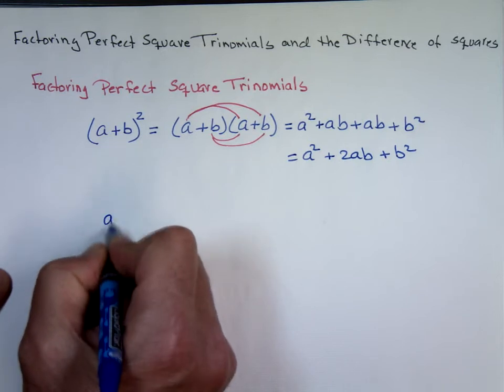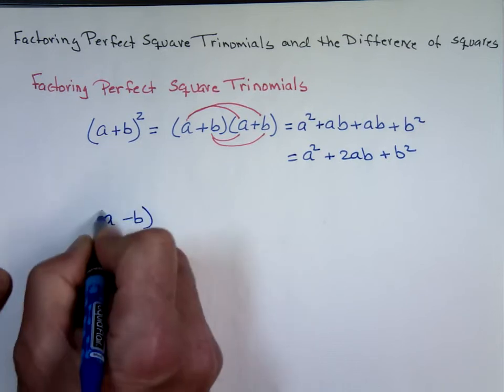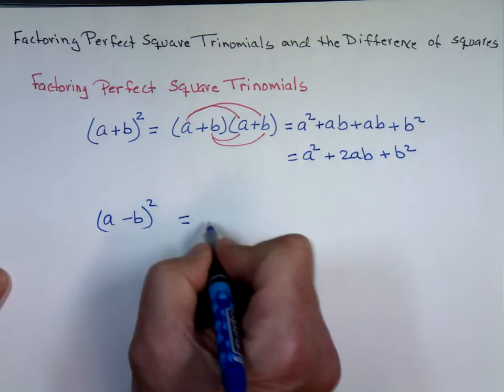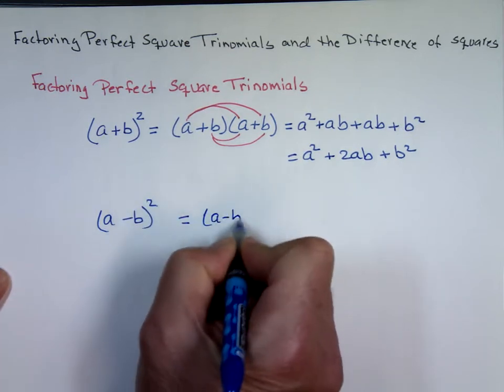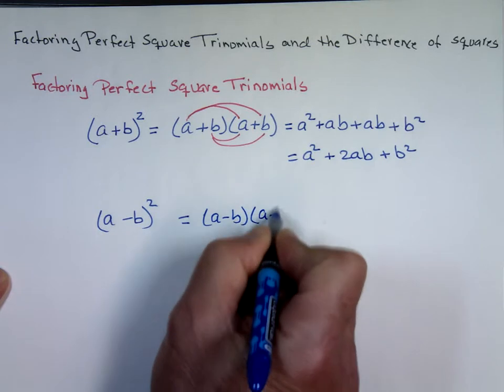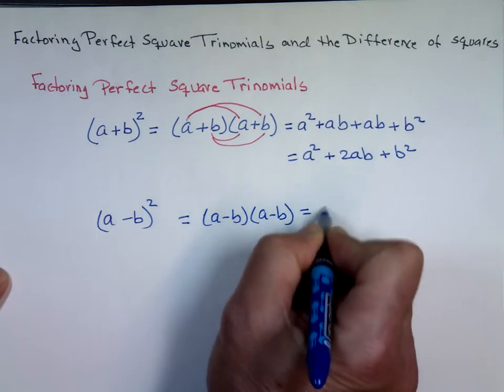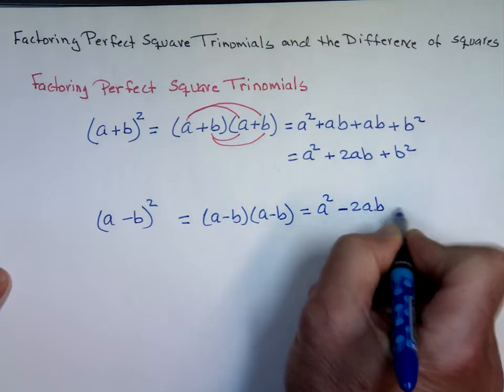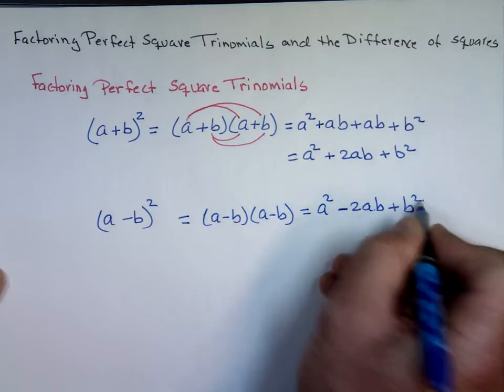Also, if you tried a minus b squared, the answer, if you use the FOIL method again, it's a minus b times a minus b. This will give me a squared minus 2ab plus b squared.